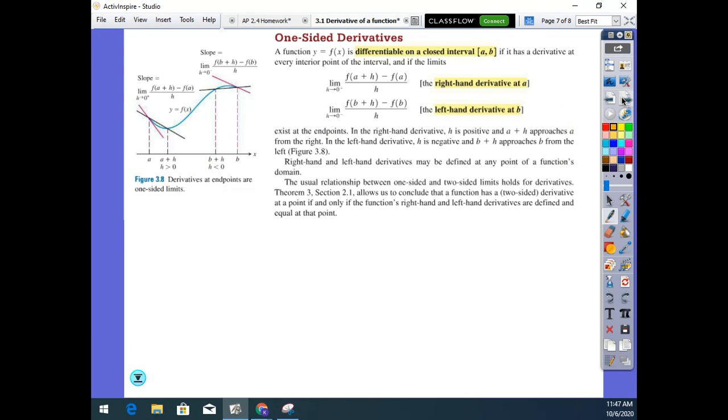One-sided derivatives is kind of like one-sided limits. It's just saying it's differentiable from the right or from the left. Notice the right hand is where there's a plus by the 0, and the left is the negative by 0. That's really all this is talking about.